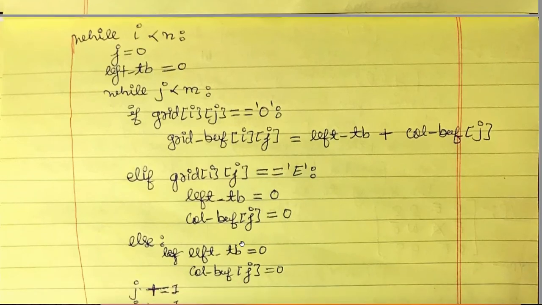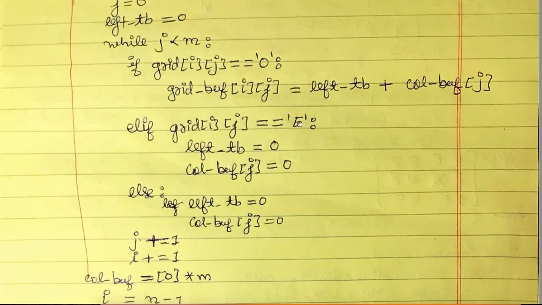We iterate while i is less than n. We initialize left tab equal to 0. As I said, for each row we have to initialize left tab to be 0, and while the column is less than m, which is the number of columns, because the index is from 0 to m minus 1, we check the grid values. If the grid value is 0, we add, well, here it should be plus equals to, so grid buffer equals grid buffer plus left tab plus column buffer. So column buffer and left tab are added whenever the grid is equal to 0.